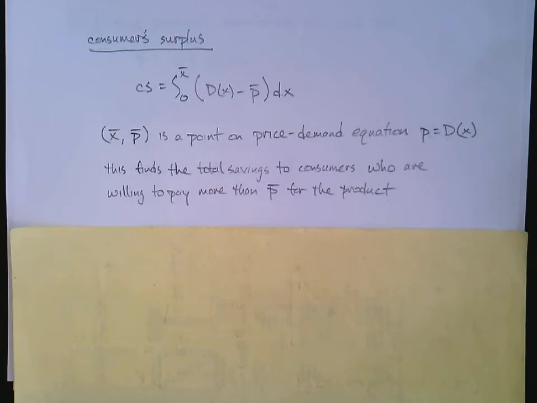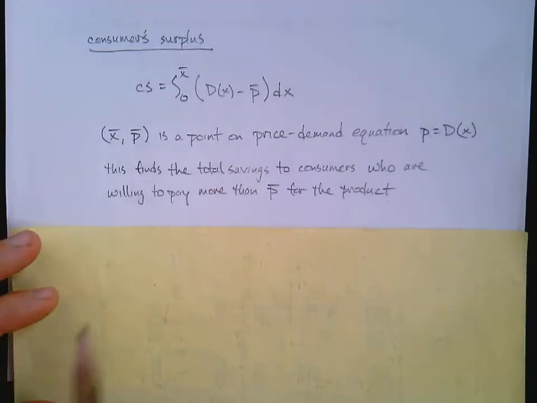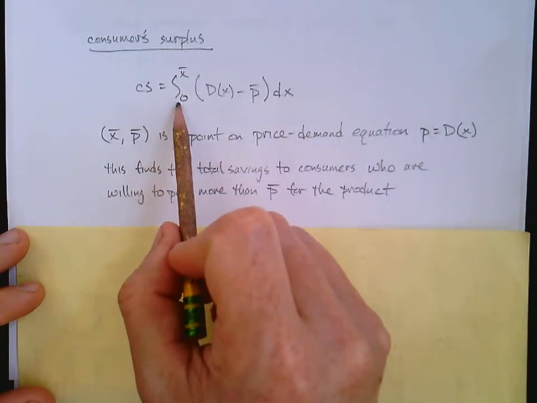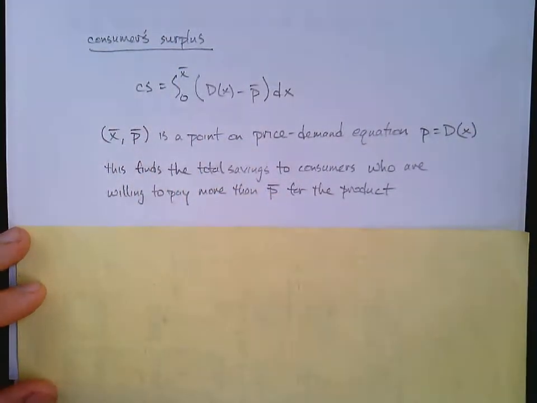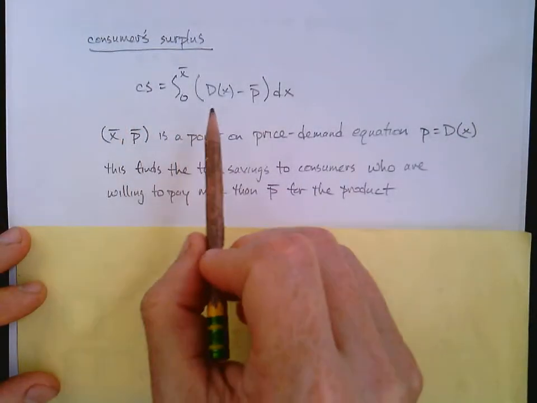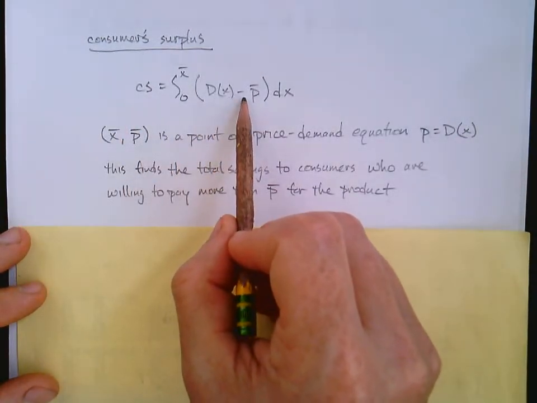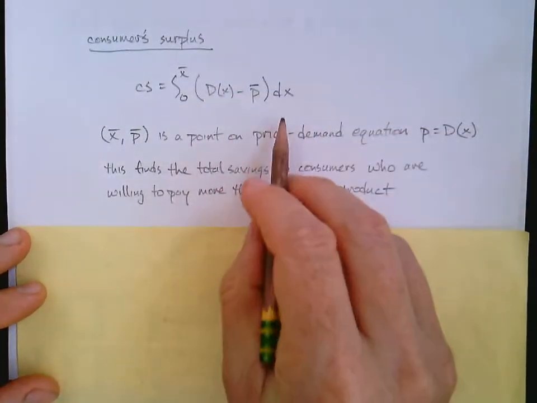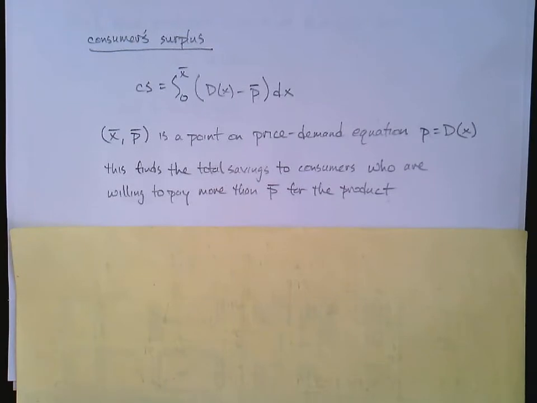Okay, so starting with the consumer's surplus, what is this all about? Let's look at the formula first. Then I'll tell you what its meaning is. Like, what is it telling us? Okay, so CS, consumer surplus, equals the integral from 0 to x bar. That's kind of strange. 0 to x bar of d(x) minus p bar dx. Again, weird. Okay, so what are these things?